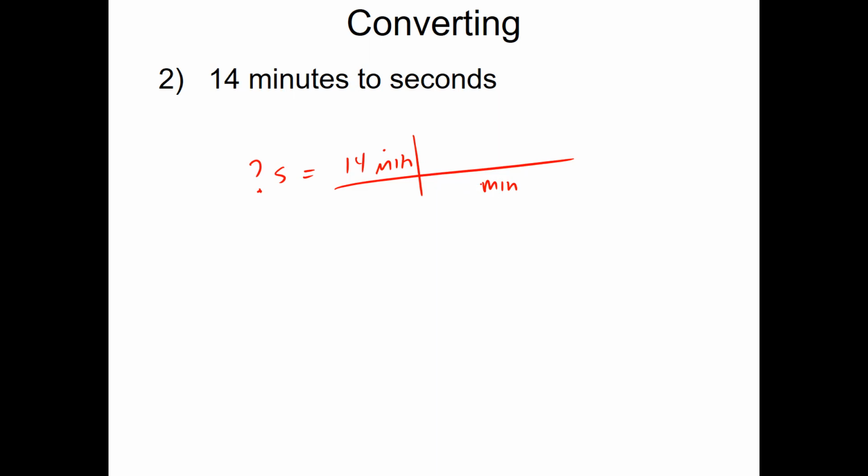So we want that on the bottom because those have to cancel out. Seconds on top. Which one's bigger? A minute. How many seconds? 60. And at that point in time, we cancel out minutes and we see that yes, we are ready to do the calculations. And so we have 14 times 60, and you're probably not going to do this because you know math a little bit, divided by 1, which, you know, it's just going to be the same number. And at that point in time, we realize that our answer is going to be 840 seconds.